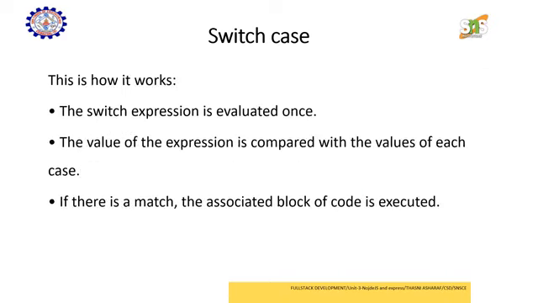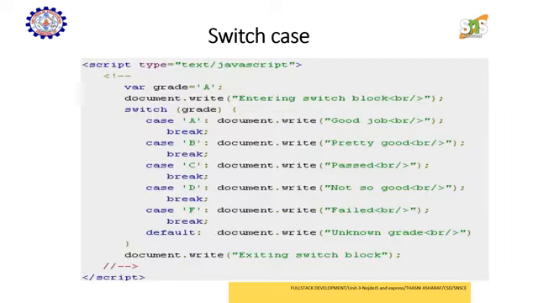Now we can see the example for switch case. So this is how it works. The switch expression is evaluated once. The value of the expression is compared with the values of each case. If there is a match, the associated block of code is executed. So for example, here I am giving switch equal to grade. I declared the variable grade as A. So my case will be A, and I need to print document.write. If it is A, it will print "Good job". If it is case B, it will print "Pretty good". C, "Passed". D, "Not so good". F, document.write "Fail". Default, it will be "Unknown grade".